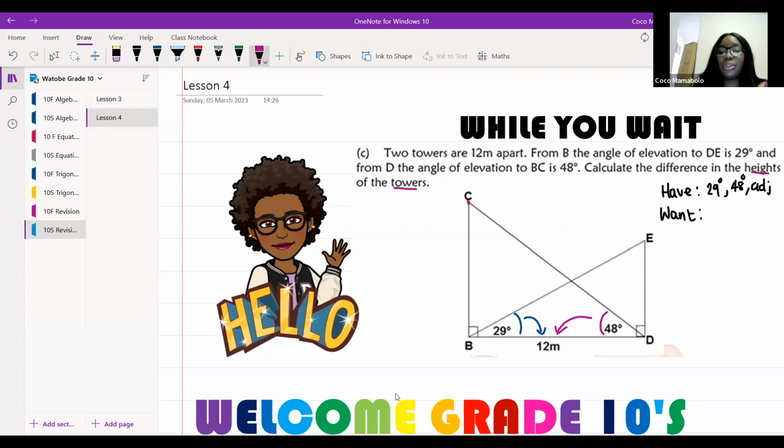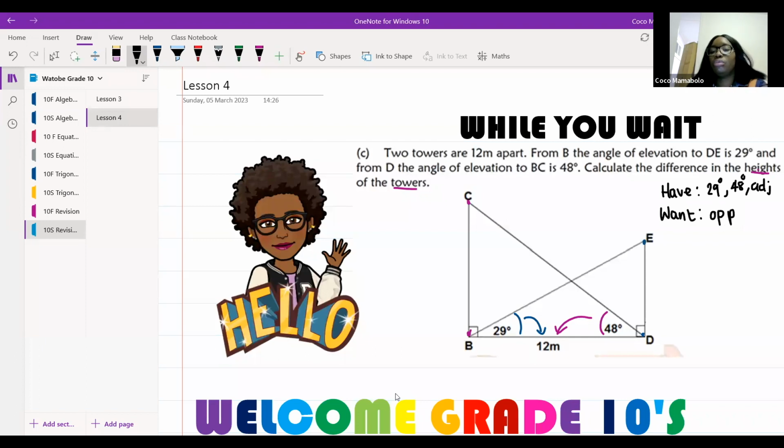The heights of the towers would be BC and DE. In relation to our angle, what would BC and DE be? Because those are our towers. Are they the hypotenuse? Are they the adjacent? Are they the opposite? That's it, Srilishe. The opposite. Good. So we want the opposite sides of each of these.